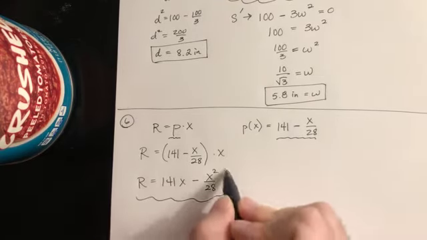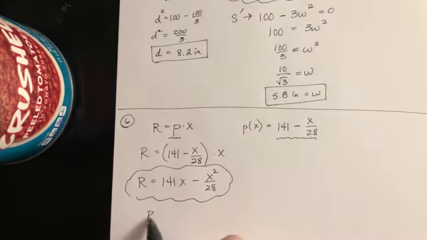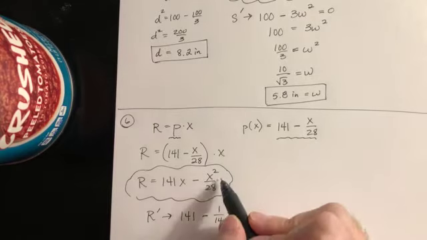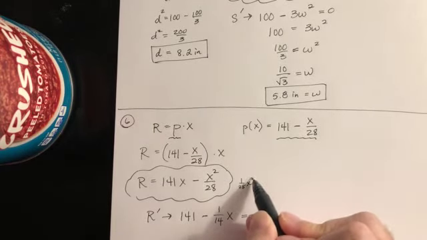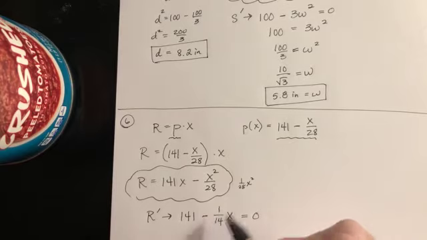Now, that's my equation. I'm going to take the derivative. R prime is equal to 141 minus, multiply down, you get 1 over 14 x, equal to 0. Like this thing is actually 1 over 28 x squared, and so when I multiply down, it's 2 over 28, which reduces to this. In case you were wondering what in the world. All right, so to solve, I move this over here, or I can multiply everything by 14. I like that. So that gives me 141 times 14, which I can't do in my head. 141 times 14, it's 1974.